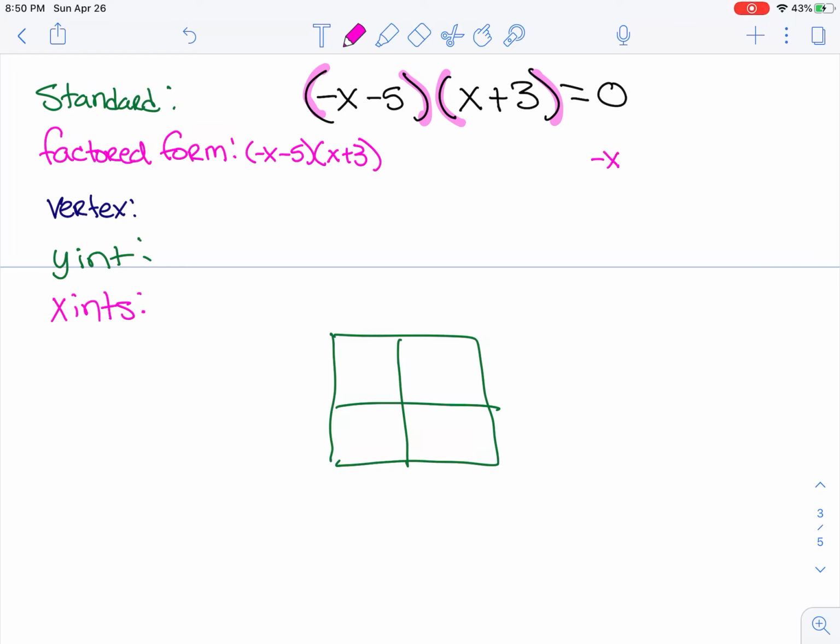So my x-intercepts come from these parentheses. What I do is I set them equal to 0. It's called the zero product property. Set everything equal to 0. And when I do that, I'm going to add 5 to both sides. It cancels there. I get negative x equals 5. I get x equals negative 5 because I either move the negative or you can multiply or divide by the negative side.